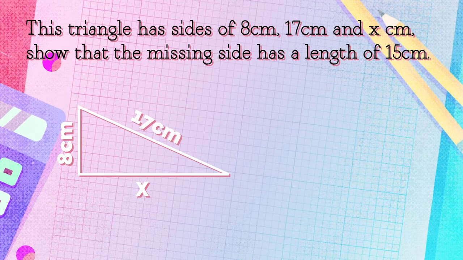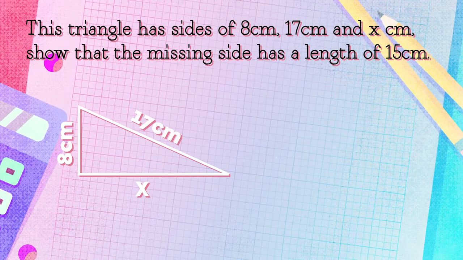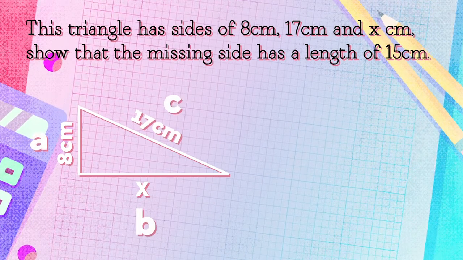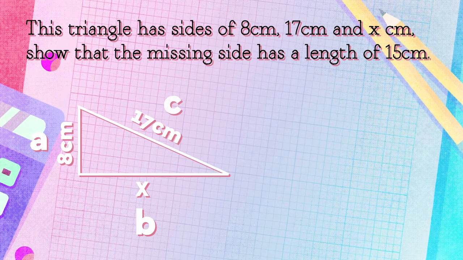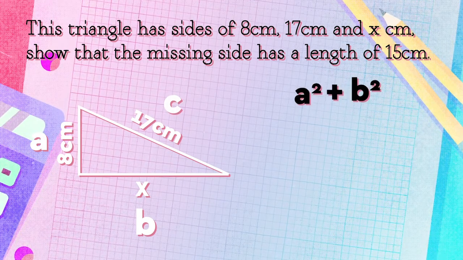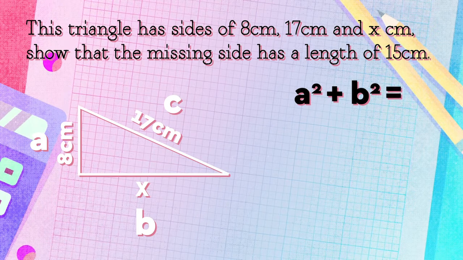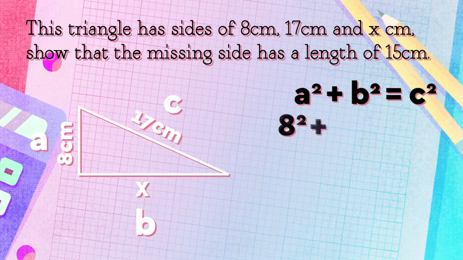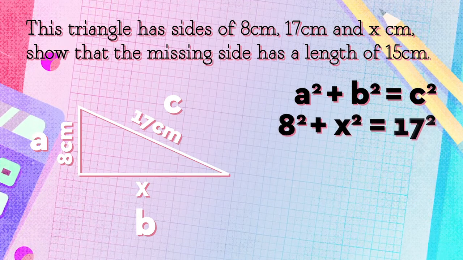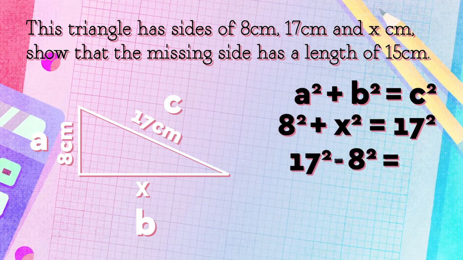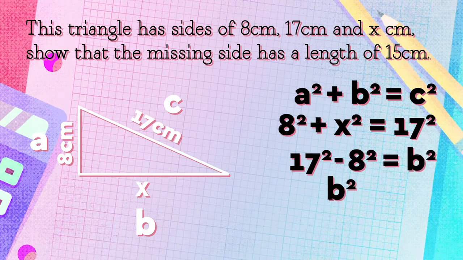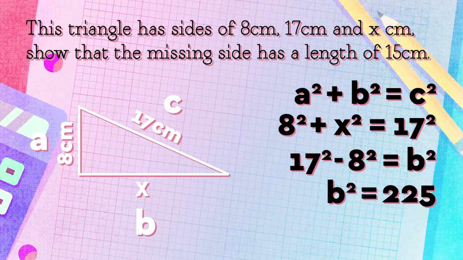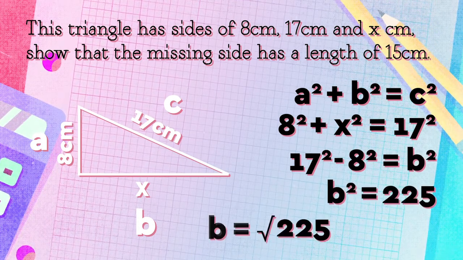For this question, you should, first of all, label the lengths of the triangle as A, B, and C. Secondly, write out the formula that we will be using, that is A squared plus B squared equals C squared. Substitute the known values into the formula. Rearrange the formula to find the missing value, and then put in the correct units in your answer.